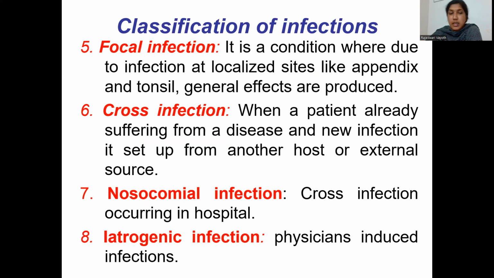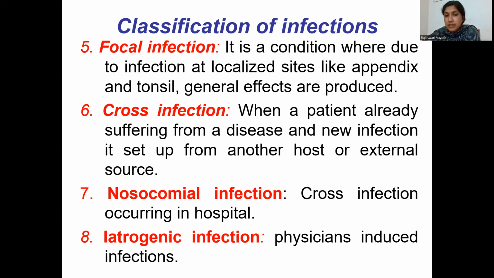Next is focal infection. Here, the infection occurs at a localized site, such as a particular organ or part of the body, but it shows generalized effects on the body. The condition is due to infection at localized sites, such as the appendix and tonsils, and it causes general effects. Such infections are known as focal infection. Next is cross infection. When a patient already suffering from a disease gets a new infection from another host or external source, it is cross infection.